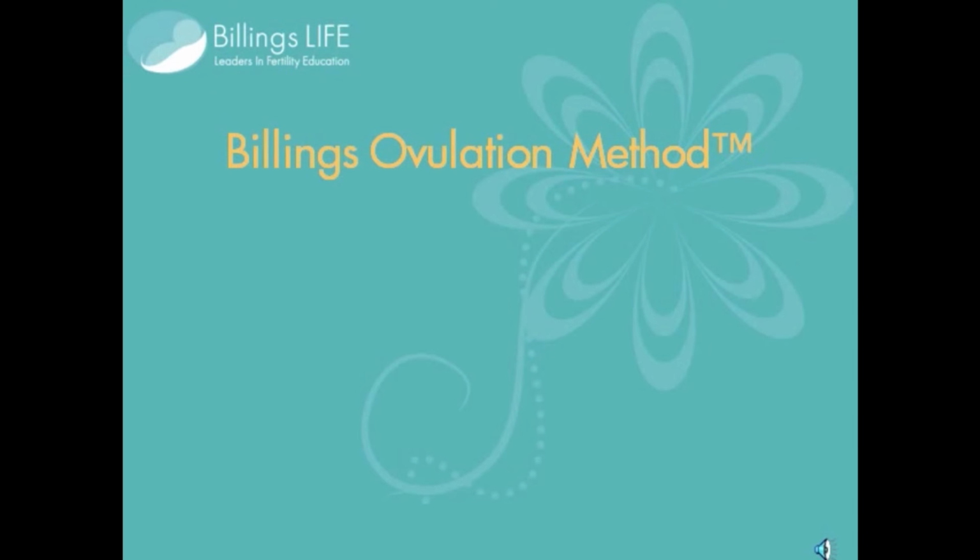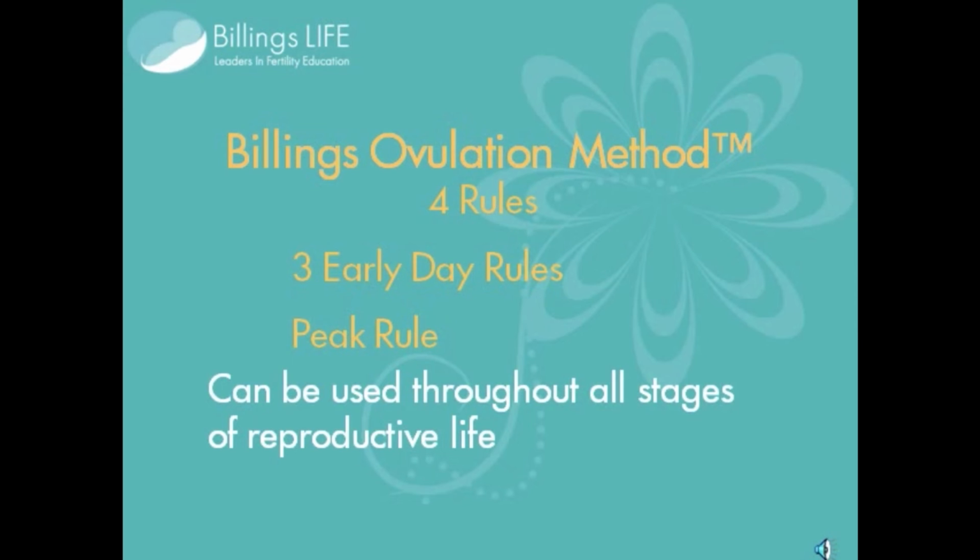The Billings ovulation method is scientifically valid, yet is simple to use whether the intention is to achieve or avoid pregnancy. The keeping of an accurate chart and the correct application of the 4 rules will enable the couple to manage their fertility naturally. It can be effectively used throughout all stages of reproductive life, including following childbirth or miscarriage, while breastfeeding, approaching menopause, or when coming off contraceptive medication, whether cycles are long or short, regular or irregular.